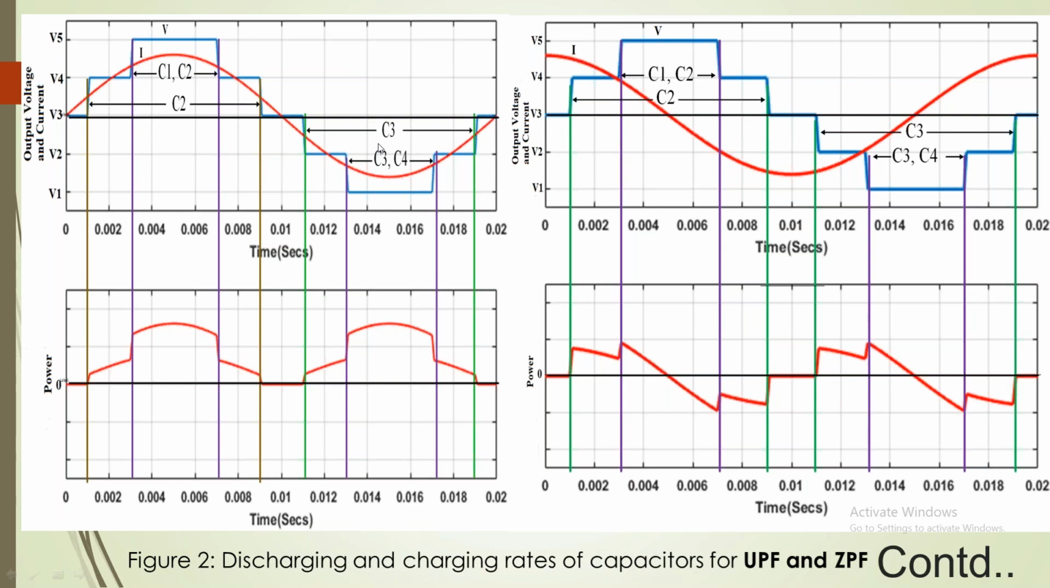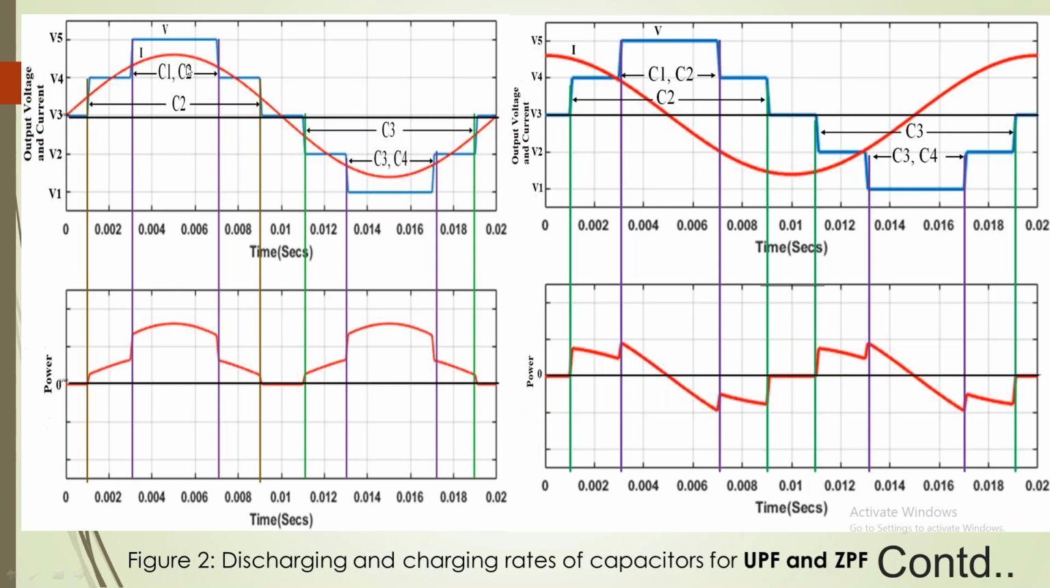The same happens with the negative voltages. When minus VDC by 2 is being fed, both C3 and C4 are coming into action. When minus VDC by 4 is being fed, only C3 is coming into action. So if you observe here, the time for which the capacitor C2 is discharging is more, and the time for which C1 is discharging is less. As the number of cycles pass by, C1 will still hold the voltage, but C2 will completely get discharged. After some time, C2 and C3 will get completely discharged, and C1 and C4 will hold the entire voltage.